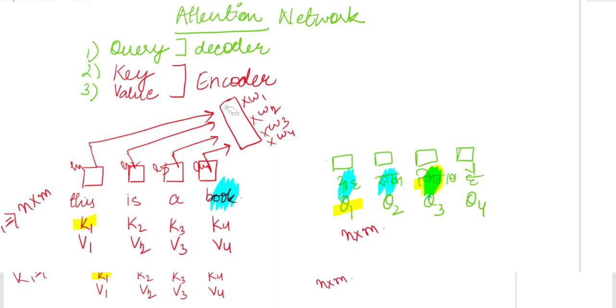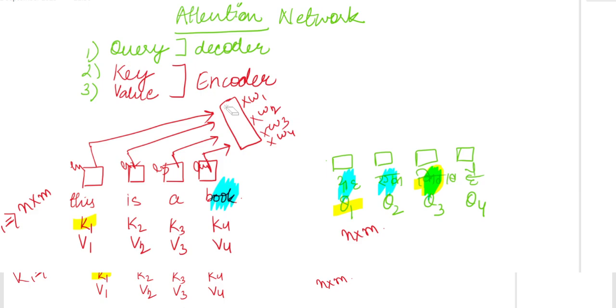So weights W1, W2, W3, and W4 are nothing but multiplications of query and key, and we apply softmax so that the sum of W1 plus W2 plus W3 plus W4 is equal to 1. W4 would have the higher probability, let's say 0.6, W1 would have 0.1, W2 maybe 0.2, and W3 would have 0.1. So weights are calculated this way, okay?